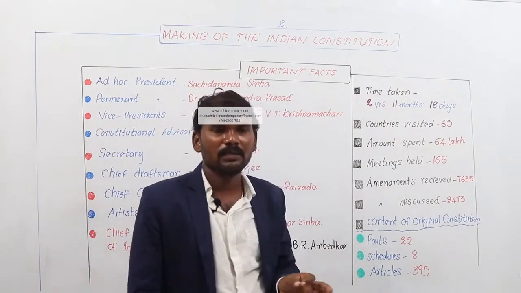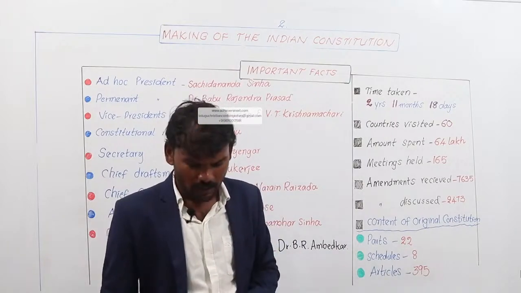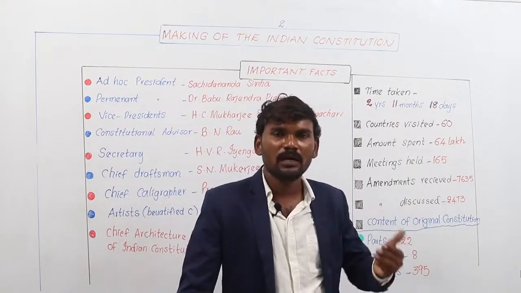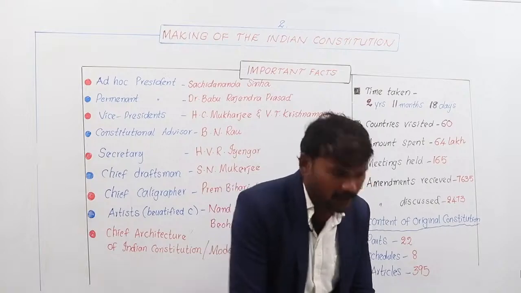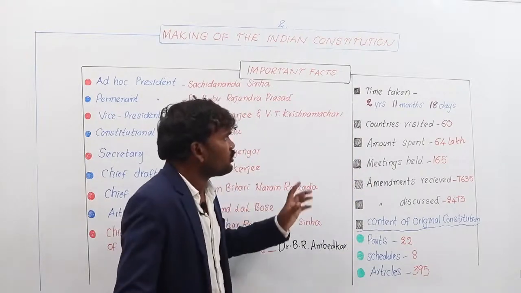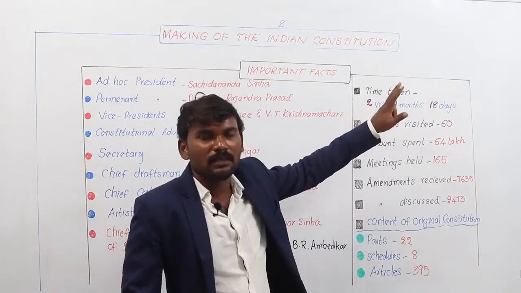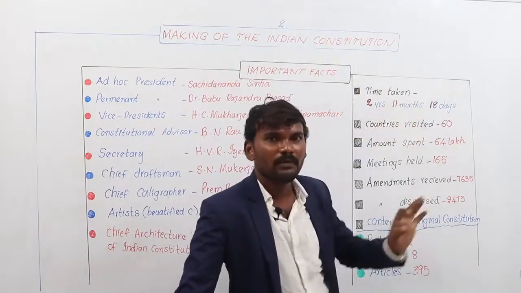Which constitution was made in a very short period? America, less than 4 months. It consists of 7 articles only. Which constitution took more time to be made? The Australian Constitution. It took 9 years, consisting of 126 articles. How much time was taken to complete the Indian Constitution? 2 years, 11 months, 18 days. This time is very important from an examination point of view.